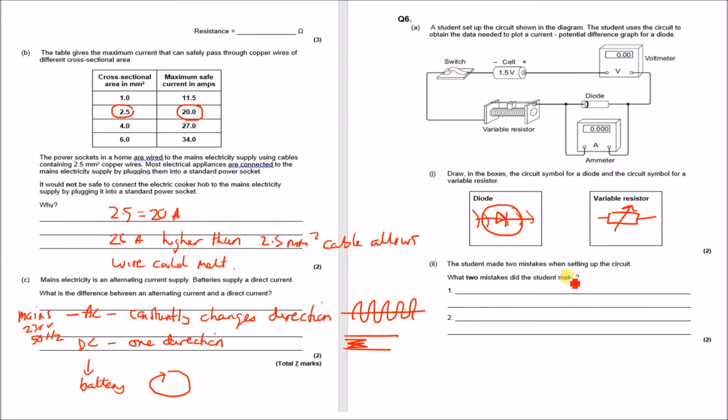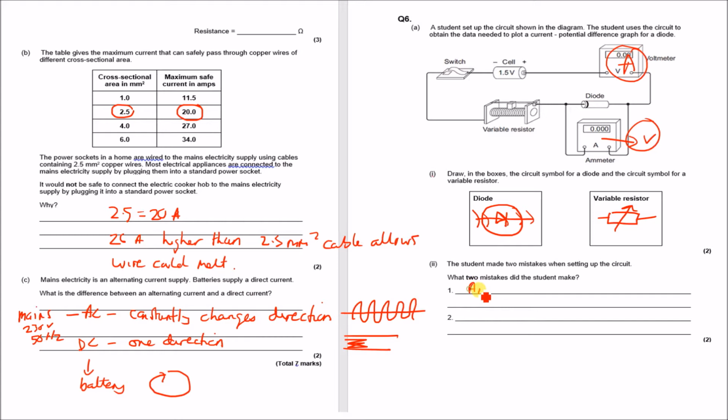Right, the student made two mistakes when setting up a circuit. What mistakes did they make? Well, if you look at this diode, you're trying to measure the energy change across it, the potential difference or voltage drop, and therefore this should be a voltmeter, and we always put in series an ammeter, so that should be an ammeter and that should be a voltmeter.